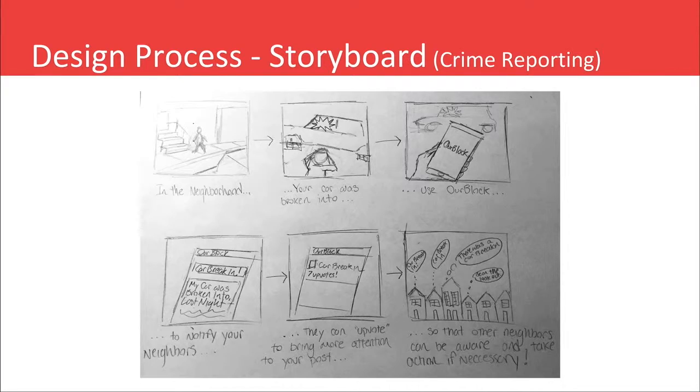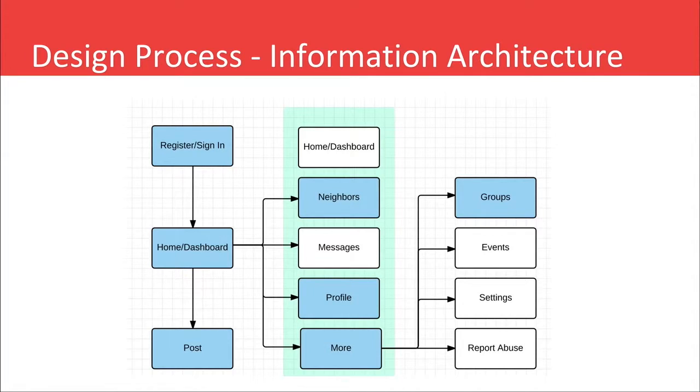When designing our storyboard, we thought of one of the scenarios that a user could use OurBlock for. They're in the neighborhood, their car was broken into, so they use OurBlock. They notify other neighbors of the incident, and that incident can be upvoted to bring attention. Other neighbors are aware and they can take action if necessary. We designed a flowchart to help us visualize the steps our users would take. From here, we figured out the best way to organize the navigation within the app.